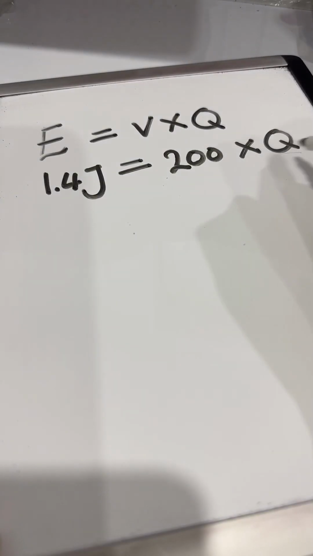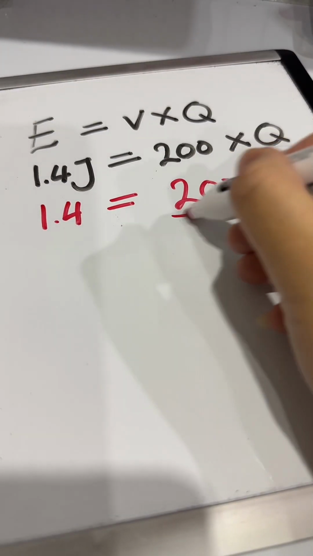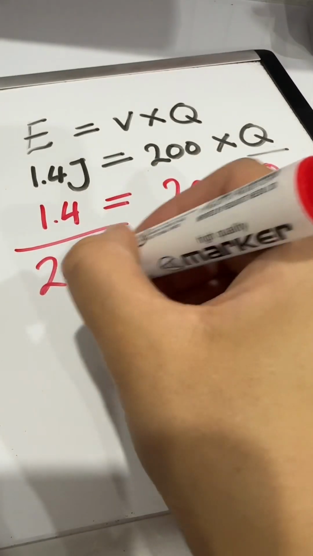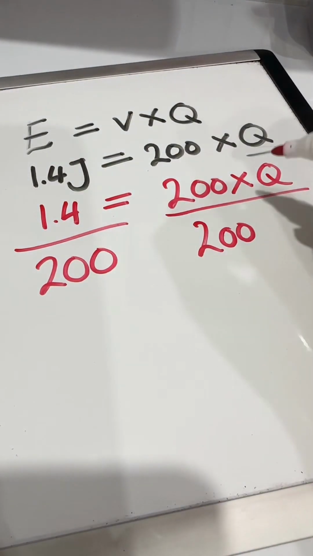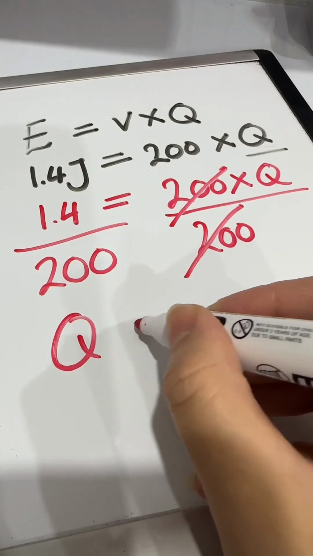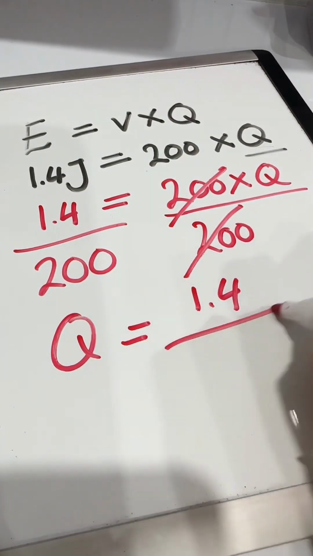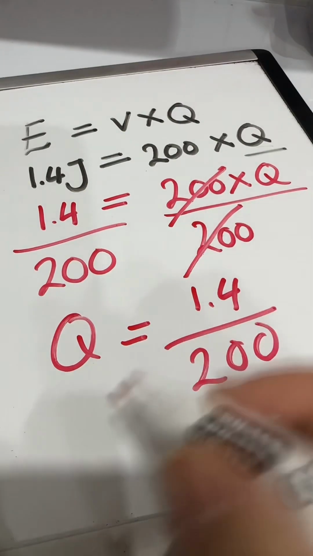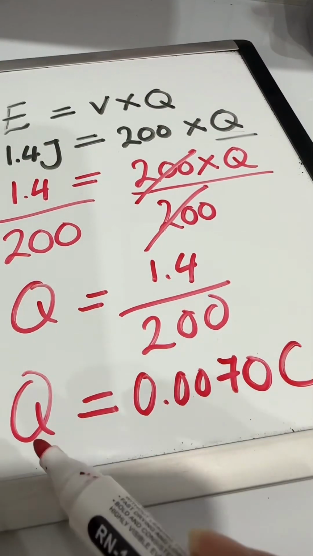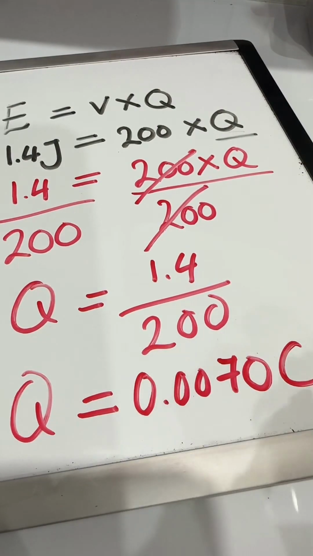Remember how I showed you this method before: we divide both sides by 200, because we want to get the Q on its own. We cancel out the 200, and then we do 1.4 divided by 200, which gives us the charge. We are going to get the answer as 0.0070 coulombs, which is the unit for charge.